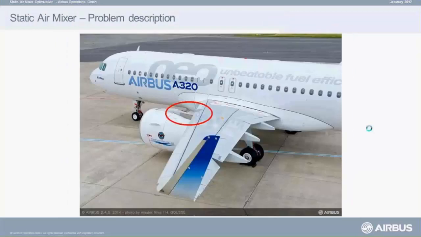Okay, when we look at a problem that we try to solve using optimization approaches, we have a part here from the bleed air system of the A320. It's located in the pylon, which means it's the part where the aircraft is mounted at the wing. In this area, we have a lot of equipment where the air is preconditioned for later use for all kinds of applications in the aircraft.